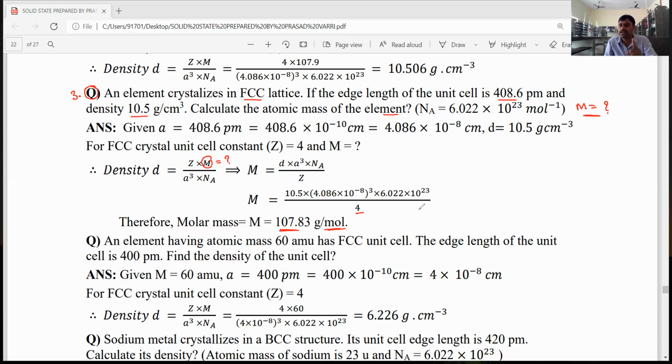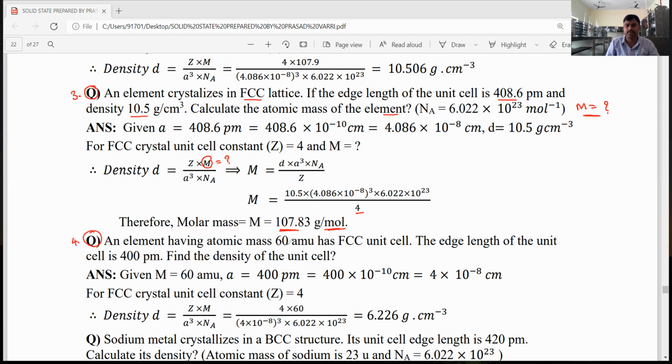If Z is equal to 1, it is simple cubic. Z equal to 2, body centered. Z equal to 4, face centered cubic unit cell. These types of problems come in solid state for the board examination as well as in JEE and NEET examinations. Repeatedly they ask this kind of question. Okay, let's see the fourth question, dear students.